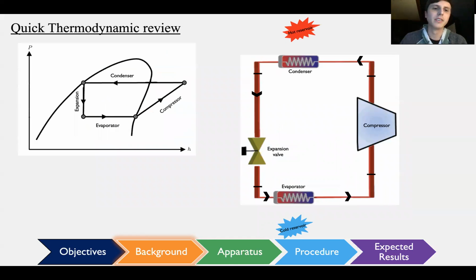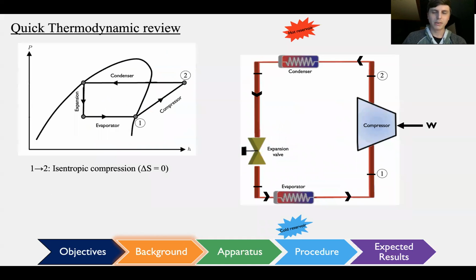So this is just going over the ph diagram and exactly how it works, the different states involved as soon as it goes through the compressor and all the other components. Whenever we go from state 1 to 2 in the compressor, we're putting work in. So you're going from the first state to the second state, which would be isentropic compression. You're not going to have any change in entropy. You're just going to be increasing the pressure.